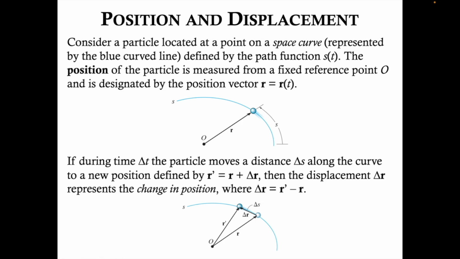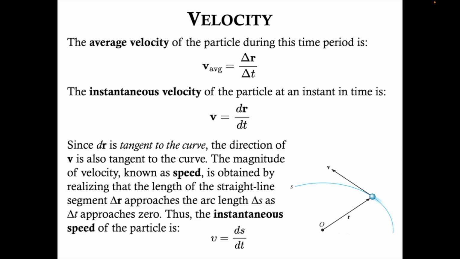If during time delta t, the particle moves a distance delta s along the curve to a new position defined by r prime equals r plus delta r, then the displacement delta r represents the change in position. That would be the final position r prime minus initial position r, measured from the fixed reference point O. The average velocity of the particle during this time period is defined as v sub average equals delta r over delta t.